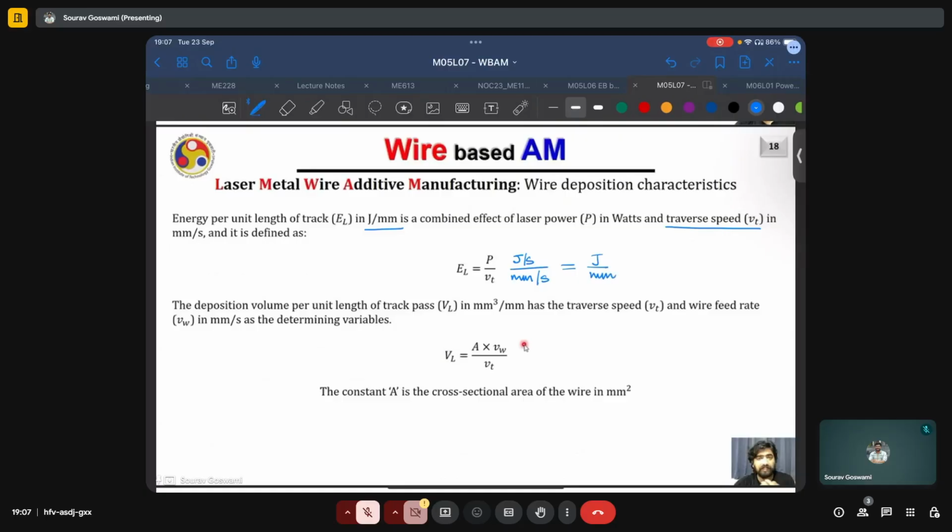The deposition volume per unit length of track pass will have the units of millimeter cube per millimeter, which has the traverse speed and the wire feed rate as the determining variables. We have A into VW by VT, where A is the cross-sectional area of the wire in millimeter square. So the units here will be millimeter square into millimeter per second by millimeter per second, which gives us the unit of millimeter cube per millimeter.